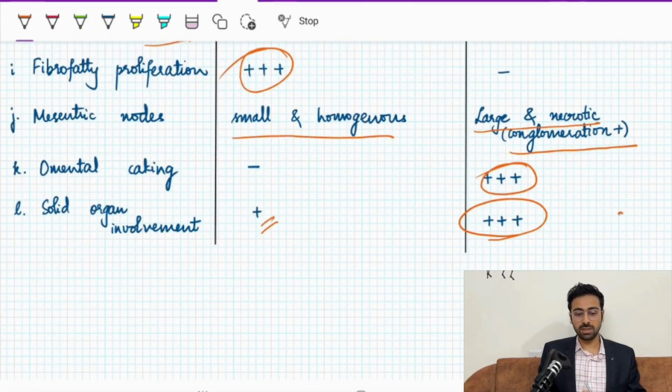Now, having completed these differences, we come to end of this module on inflammatory bowel disease and bowel wall enhancement.